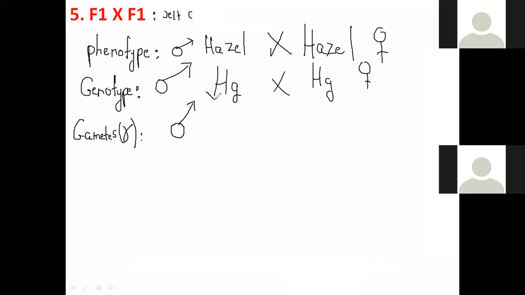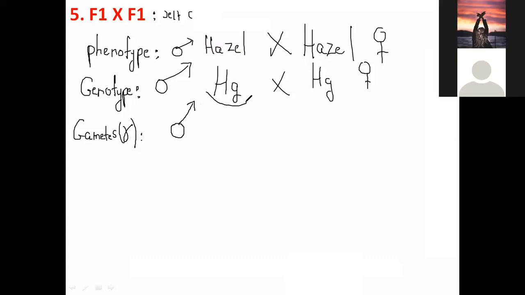Here we have H and G. So how many gametes do we have? Two different gametes. The first one is H, and the second one will be G.